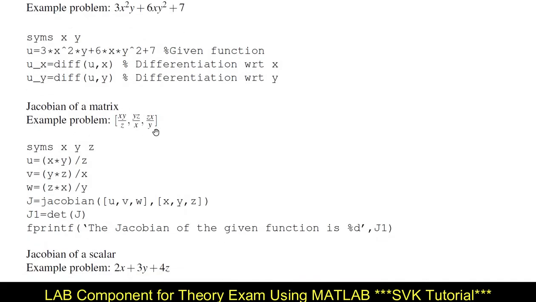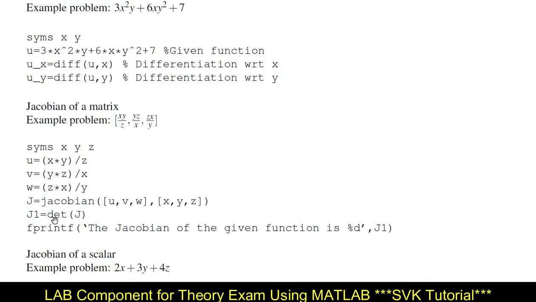Next, I need to find the Jacobian of this. So for that, the unknowns are x, y, z. So u is defined as xy by z. V is defined as yz by x. W is defined as zx by y. Then we know that the Jacobian is given by the formula of u, v, w with respect to x, y, z.